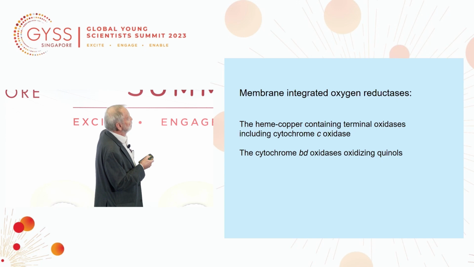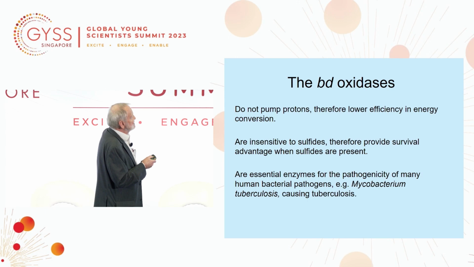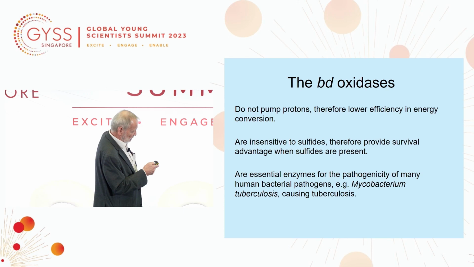heme copper containing terminal oxidases, which includes the cytochrome c oxidases of your own body. And we have the cytochrome bd oxidases, which oxidize quinols. The bd oxidases don't pump protons. They are insensitive to sulfides, and they provide a survival advantage, for instance, in your gut when sulfides are present. They are also essential enzymes for the pathogenicity of many human bacterial pathogens, like Mycobacterium tuberculosis, causing tuberculosis, and also some pathogenic E. coli depend on the availability of the bd oxidases.